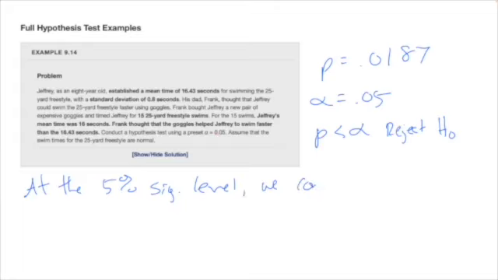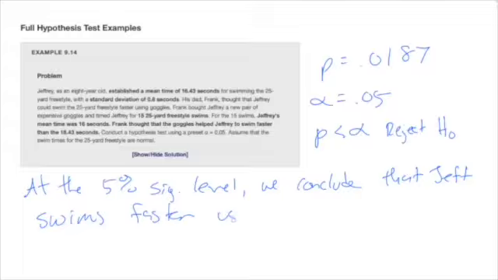Remember that the null was that the mean is greater than or equal to 16.43. If we are rejecting the null, that means we have sufficient evidence to support the alternative, which was our claim. So at the 5% significance level, and where did I get that 5% from? That's because we're using an alpha of 0.05. We conclude that Jeffrey swims faster using the new goggles.